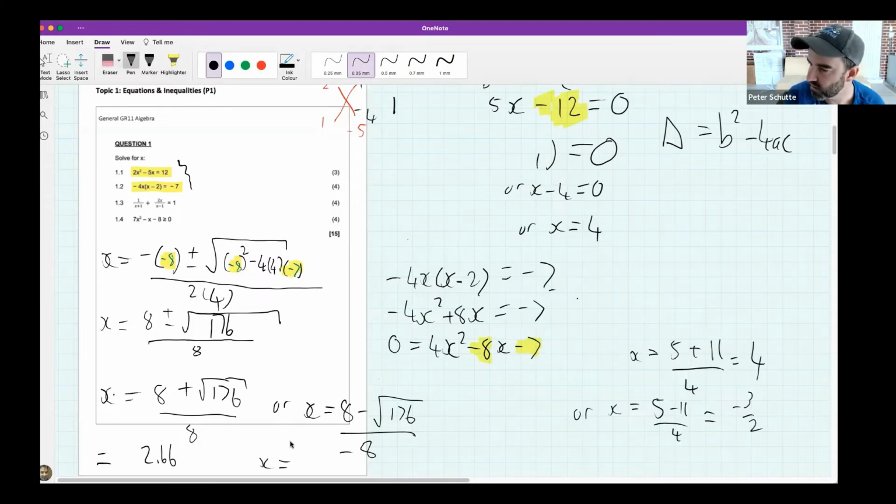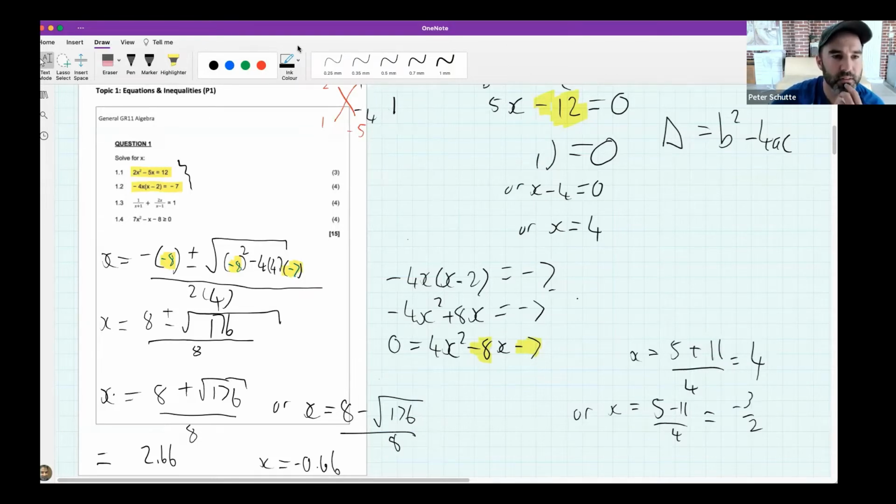Positive 2.66. And then negative, this should also be a positive 8. And we get minus 0.66.